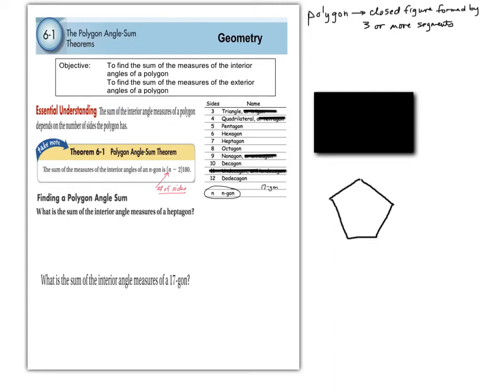This is the introduction to section 6.1, part 1. And in section 6.1, we're going to talk about the polygon angle sum theorems. Okay, polygon angle sum theorems.